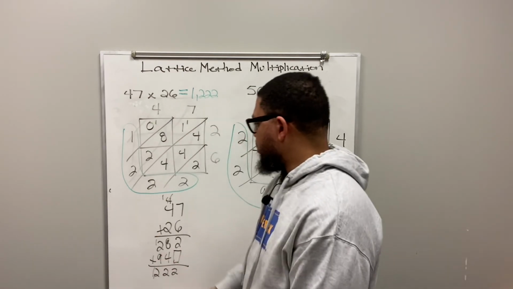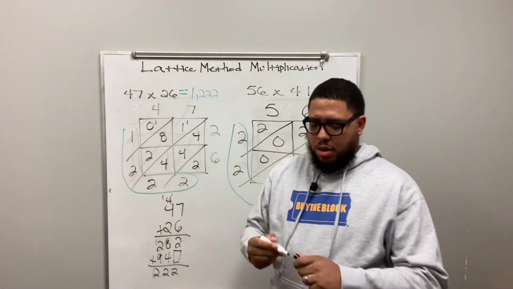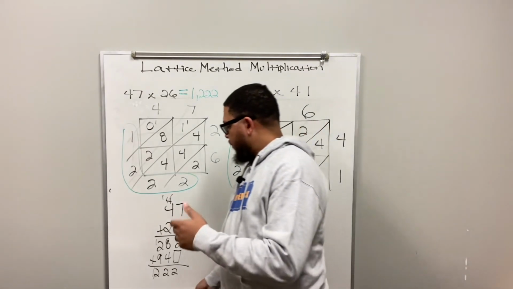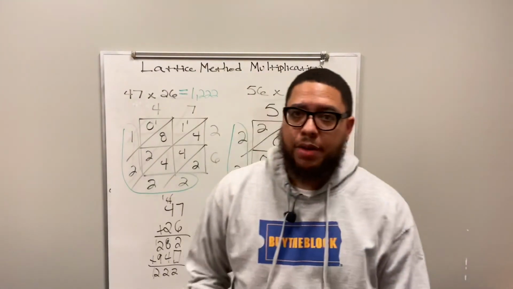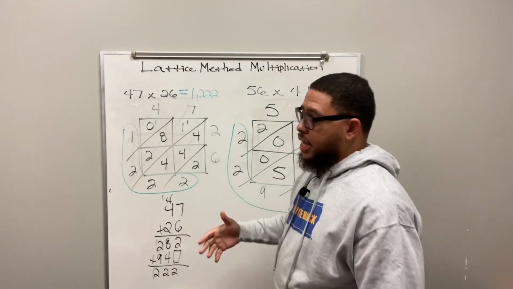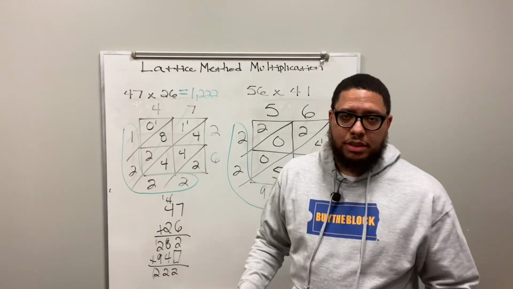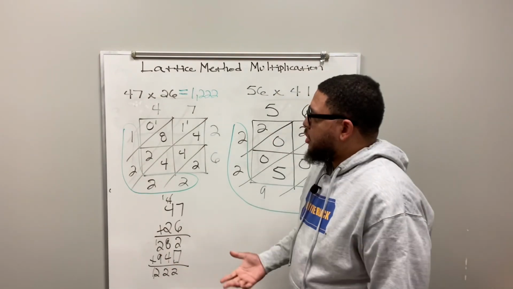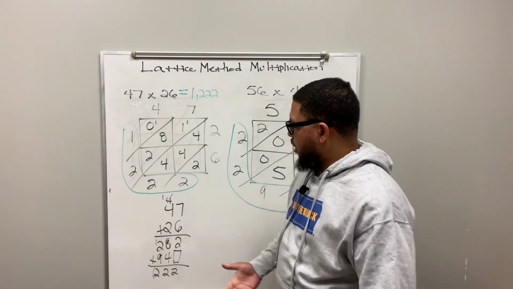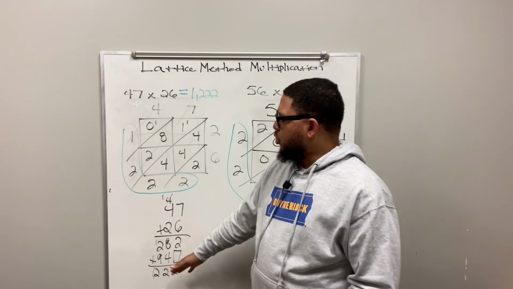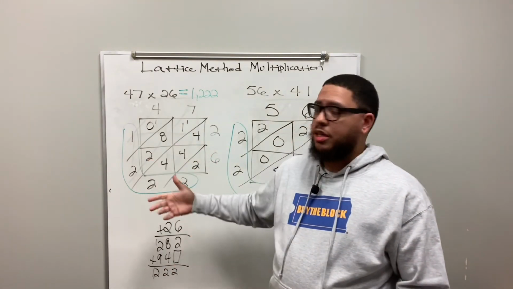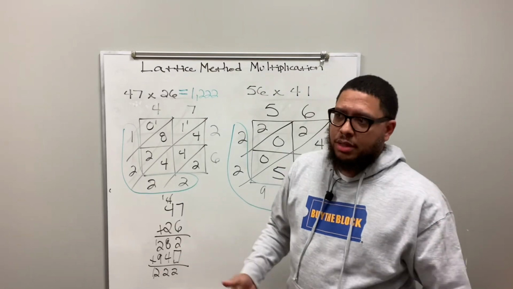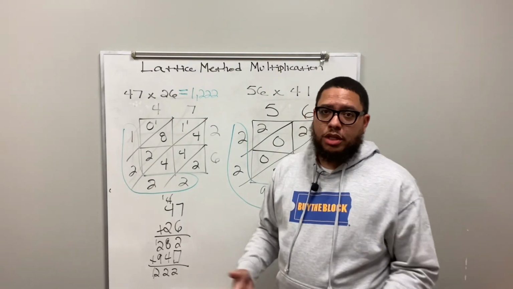So we get 1,222, and we need to know multiple methods for doing things in mathematics, just like in life. You need to know multiple methods for doing things, right? But it's nice to have variation. It's nice to have options. It's nice to have choices. And it's also nice to be able to check our work, because if we say, okay, well, I did it this way, but I'm not sure if that's right. Well, let me try to do the lattice method, see if I get the same answer. If you get the same answer, you know, it's a strong chance that you did it the right way.